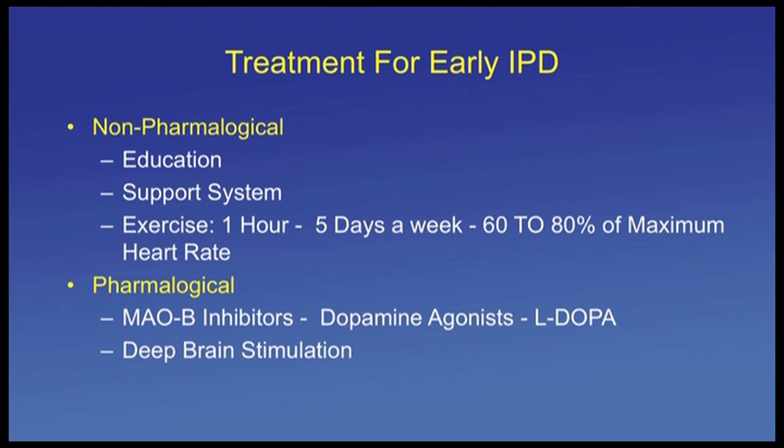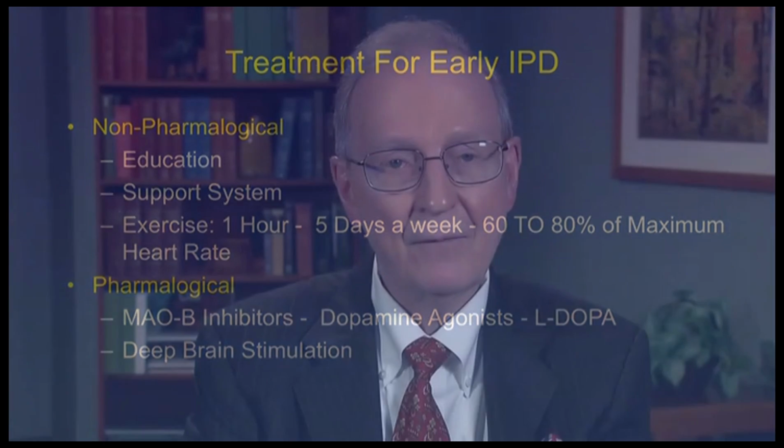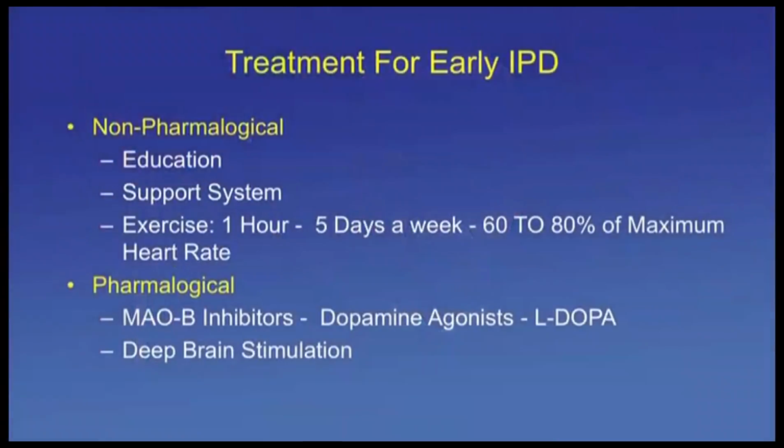Now, how do we think about treatment? Well, we think about it in non-pharmacological aspects and in pharmacological. The non-pharmacological aspects are very, very important. We want you to know about the disease. Family members need to know about the disease. The patient needs to know, and the caregivers need to know. The more you know, the better you do. Knowledge is power. You want a support system. And importantly now, you want to exercise. And we already mentioned 1 hour for 5 days. Getting your heart rate up to a 60 to 80% max heart rate is important.